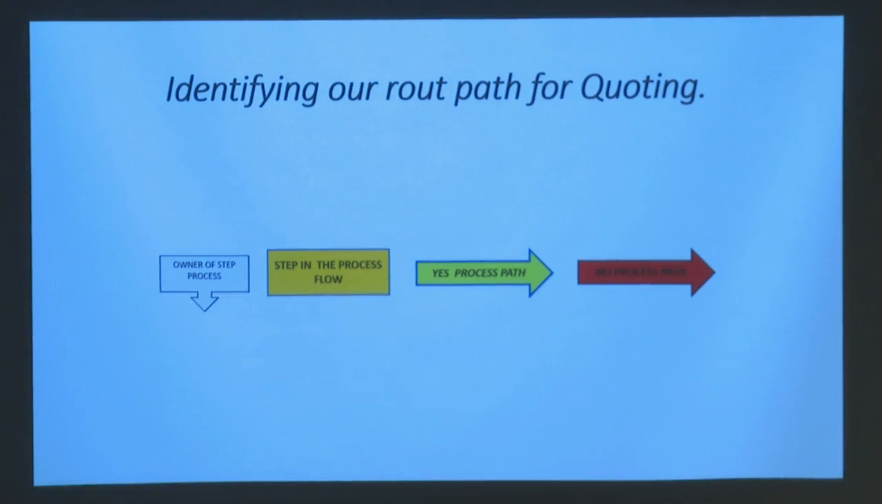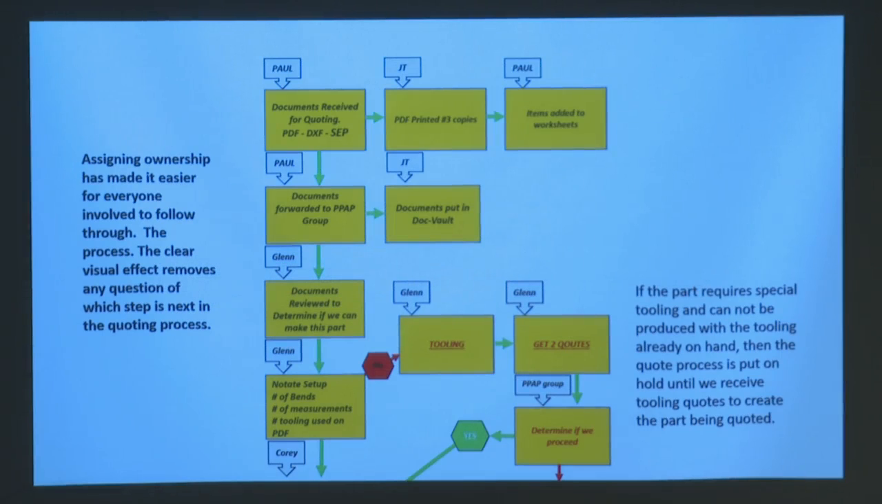So this particular VSM is for the quoting process. We have the owner of the step in the process flow, yes process, and no process. In the beginning here, we have a project manager who does all our quoting. The documents are received by Paul for quoting. They come in three categories: as a PDF file, a DXF file, which is the CAD drawing, and a STEP file, which is processed for going out to the floor.